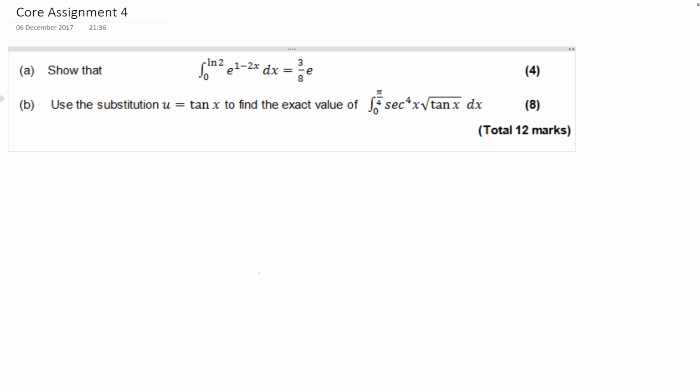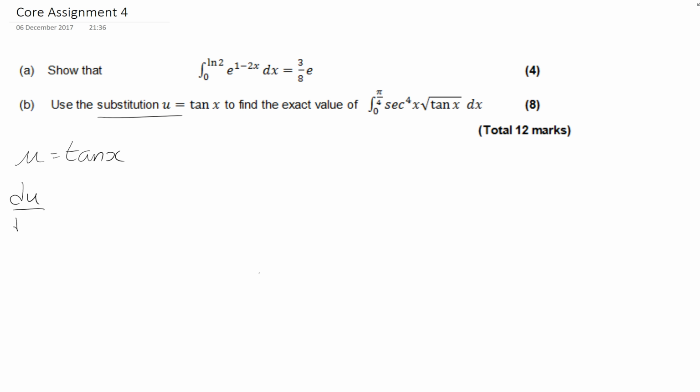Part B now. So it's an integration by substitution question. So we're going to solve this in the normal way for a substitution question. So we start with u equals tan x. So I'm going to differentiate my u, giving me du by dx. And this is a standard result from the formula book, that tan x differentiates to sec squared x.